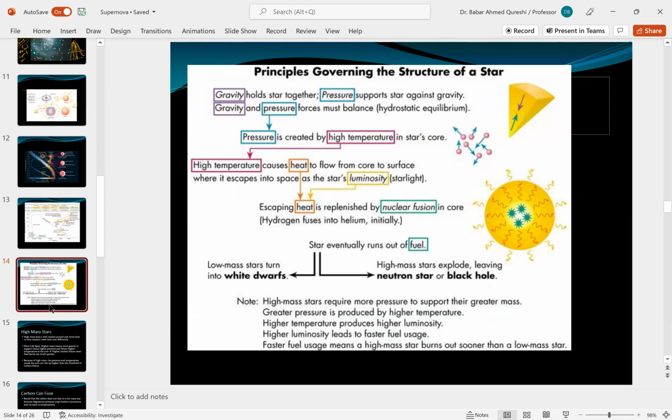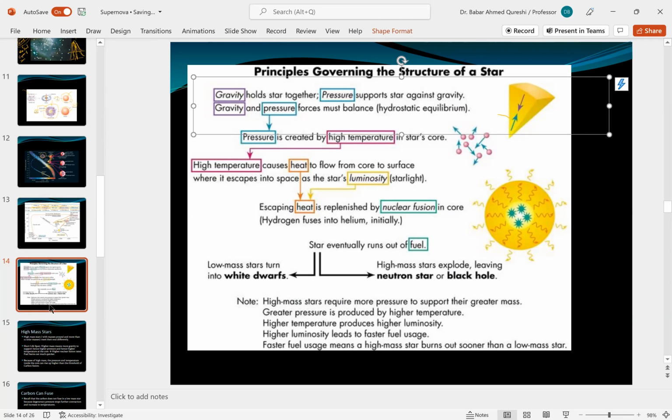So this slide tells you the main principles governing the structure of a star. It's the gravity which holds the star together, and pressure supports the star against the gravity. So this red arrow is the gravity trying to crush it, and then you need some kind of pressure to hold the star up.